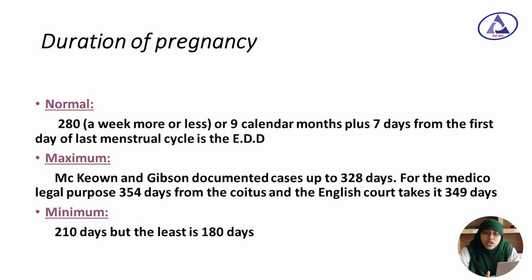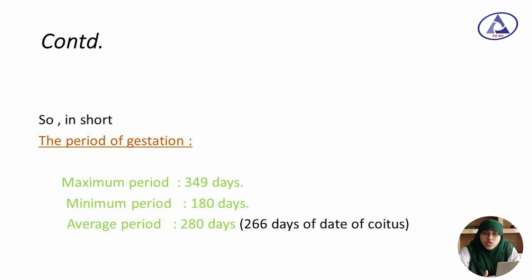Now, the duration of pregnancy. Normally we say 280 days, a week less or more, or 9 calendar months plus or minus 7 days, calculated from the last menstrual period, that is LMP, and this is termed the expected date of delivery, EDD. This duration is maximum up to 349 days and minimum up to 210 days, but the least may be 180 days.